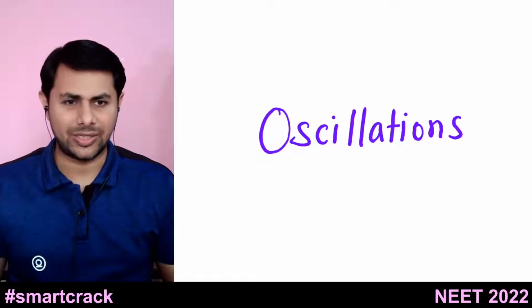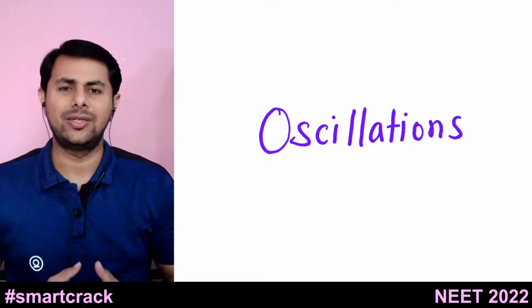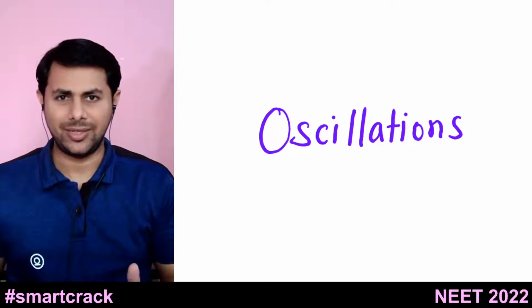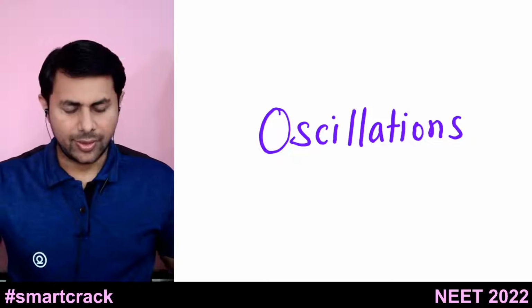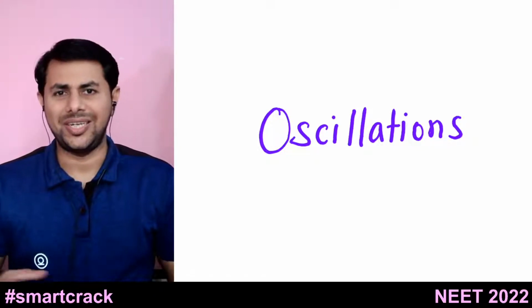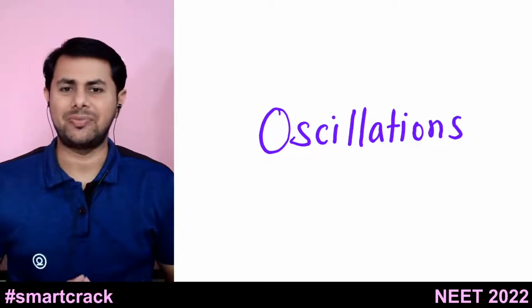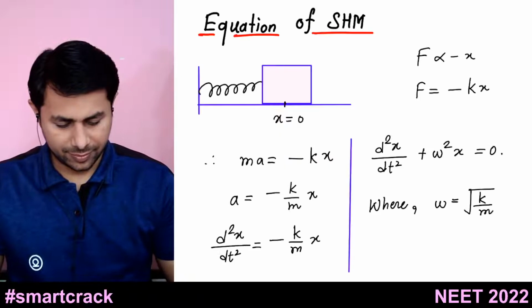Waves is one chapter. Then electromagnetic waves is another. Then there is wave theory of light, or you can say wave optics. So if you don't understand oscillations, then you will not understand any of this. That's why this chapter is important. So let's talk about this.